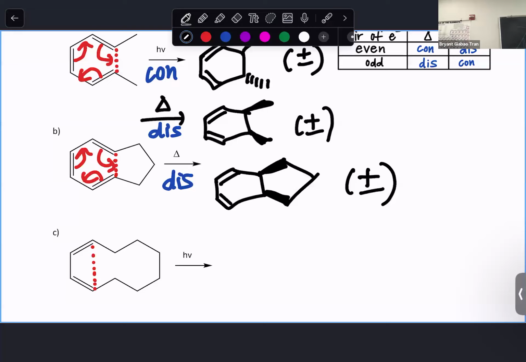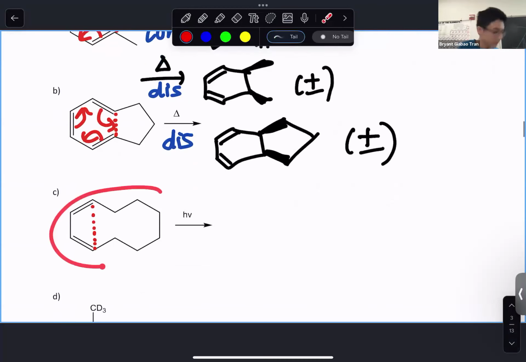All right. So we have 3 pairs of electrons, 1, 2, 3. Odd pair. So we look at this column over here, and heat, which is disrotatory. Okay. The other way that you can think about it is like the 4n plus 2 or the 4n thing, but I like to think about it as even pair or odd pair of electrons that are rotating.